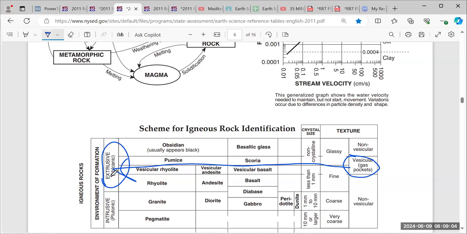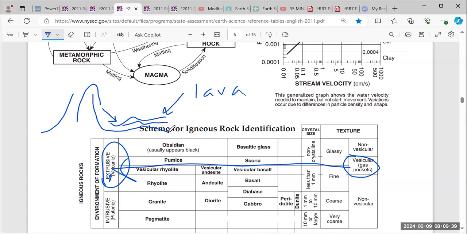Why is that important? Because you see the first two letters, EX, that usually represents exit, outside. And so that means that these types of rocks were created on the surface. Let's say this is a volcano, and lava spewed out and it's flowing on the ground. When lava cooled here, it formed extrusive igneous rocks.